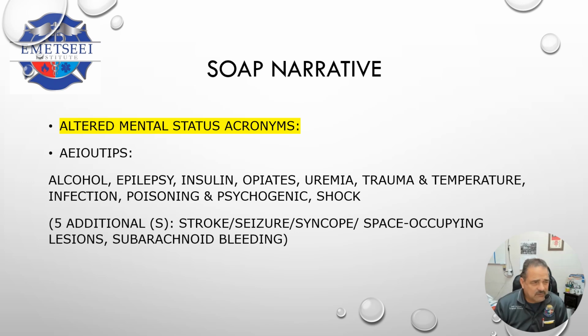AEIOU TIPS: alcohol, epilepsy, insulin, opiates, uremia, trauma, temperature, infection, poisoning, and psychogenic shock. There are also 5 additional S's: stroke, seizure, syncope, space-occupying lesions, and subarachnoid bleeding. Hey man, this helps us in our assessment. This is a wonderful tool to really dig into when we're doing our differential diagnosis. So AEIOU TIPS is very, very helpful.